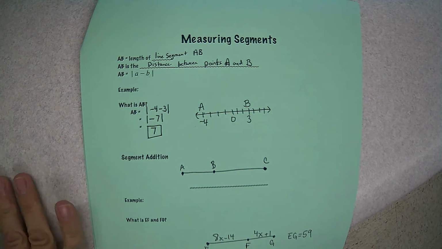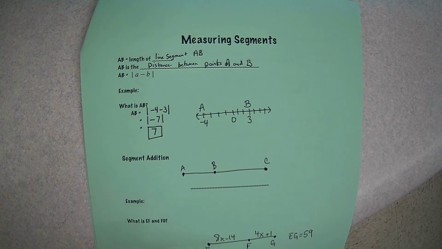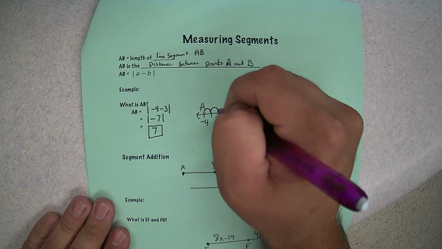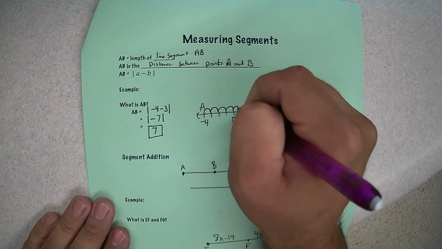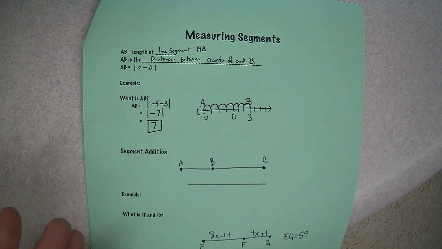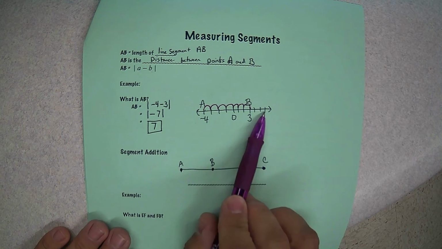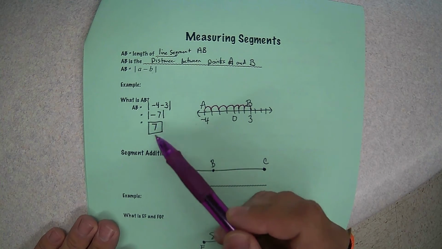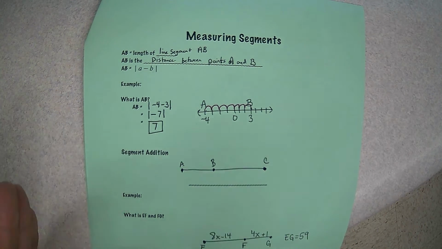Now, just like we said, we could count this out in this case because we have a number line, but it's 1, 2, 3, 4, 5, 6, 7. So that's a way that we could check our answer. But I don't want to draw a number line each time I do these and count that out, where we can just use the absolute value to get that length.